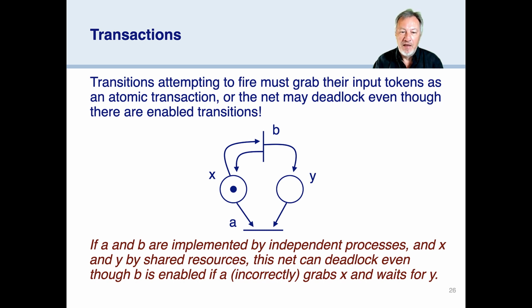So if A and B are implemented by independent processes and X and Y are shared resources, this is a net that could deadlock. So we would either ensure that deadlock can't happen by ensuring there cannot be any possible cycle, for example, by ordering strictly all of the places, or alternatively we have to detect deadlock and break it.